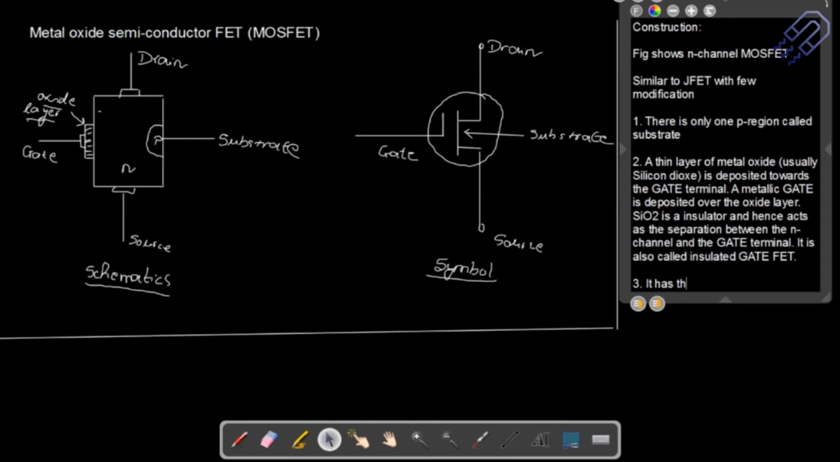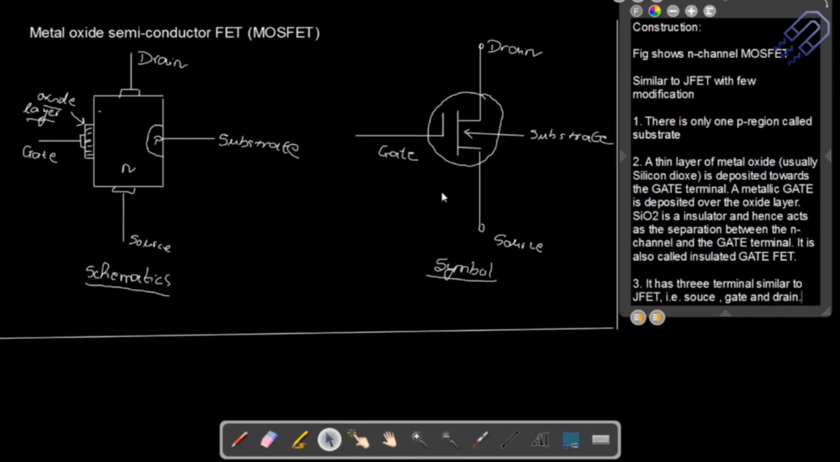It has 3 terminals. That is similar to JFET. And what are those terminals here? The construction part remains the same, but the way they work is different. Source, gate and drain. This is important, and these are the construction part. I think this is something which you can easily remember.